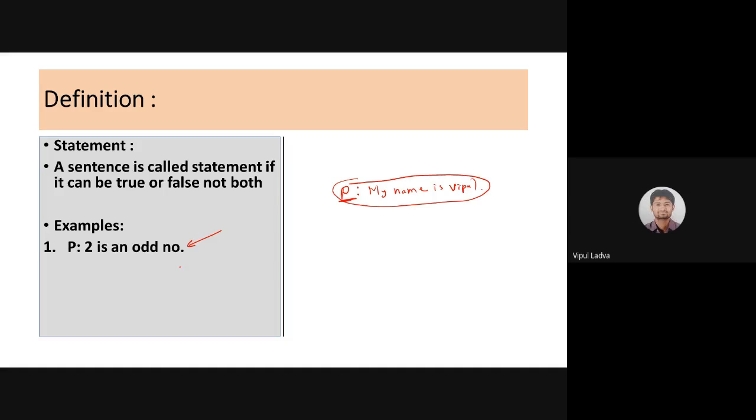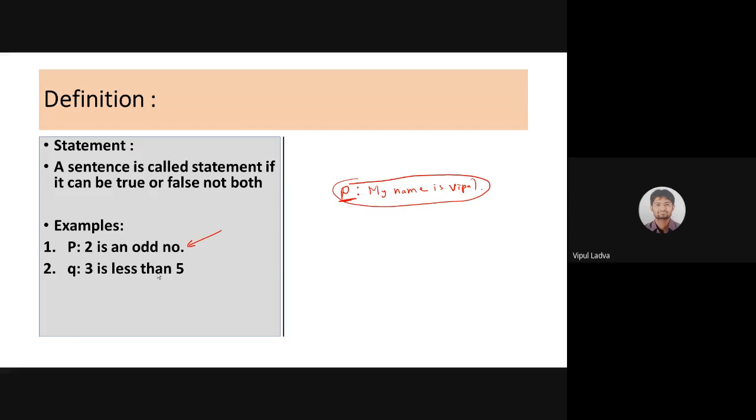Can we call this a statement or not? 2 is an odd number. What do you think? Is this statement right or wrong? This is wrong. Totally wrong. So its truth value is fixed, it is false. So we may consider this particular sentence as a statement. This is one of the statements.